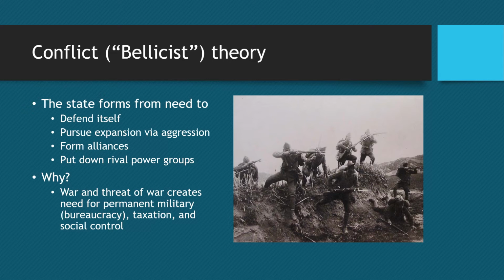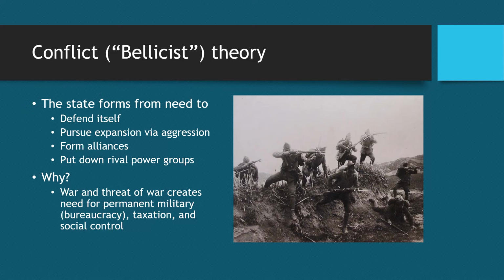So the bellicist theory says that the reason people are willing to give up their freedom is because of threats from the outside, from the desire to have more territory or to reclaim old territory, the desire to form military alliances with other states, and or to put down rival power groups within the borders. And so war and the threat of war is a great justification that the state can use to justify itself, to say, look, we're always going to have to defend ourselves against the evil country next door.